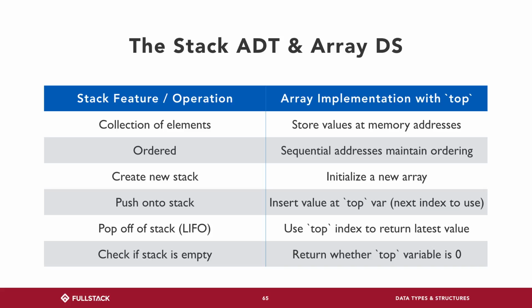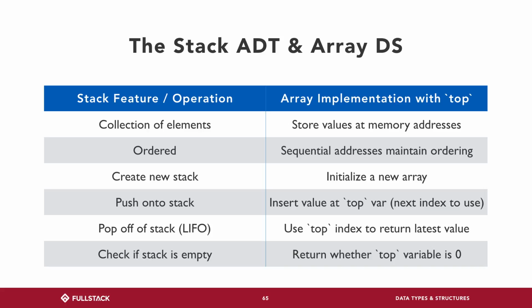So yeah, there's lots of abstract data types. This is just saying how you would implement it with an array. So let's say we're trying to implement each one of these features of a stack within an array. So collection of elements, well, we have an array, so that's pretty obvious.